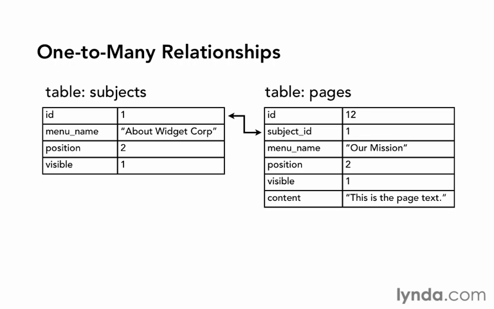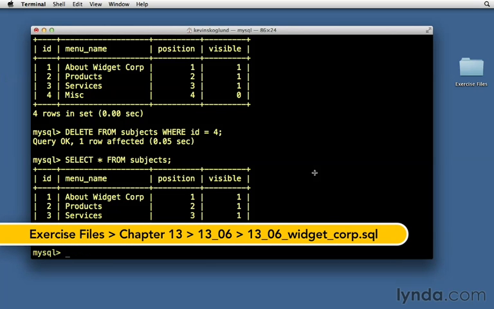These now are relational database tables. Let's go back into MySQL and create this new pages table and relate it to our subjects table. I'm in MySQL already, and I've created my subjects table and populated it. Now I'm going to create my pages table.